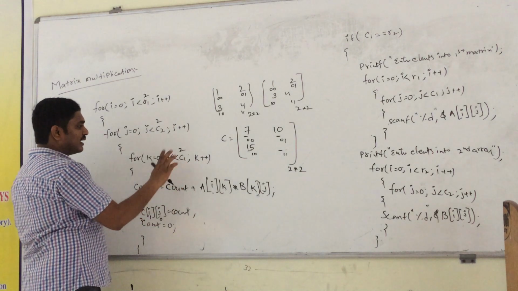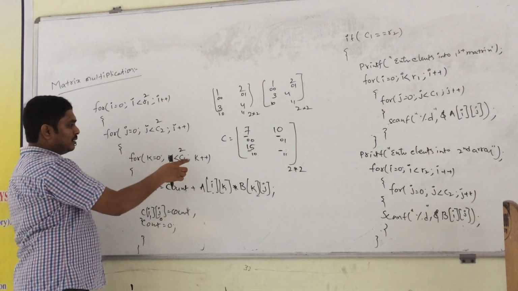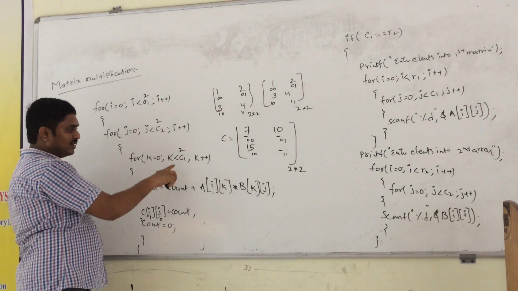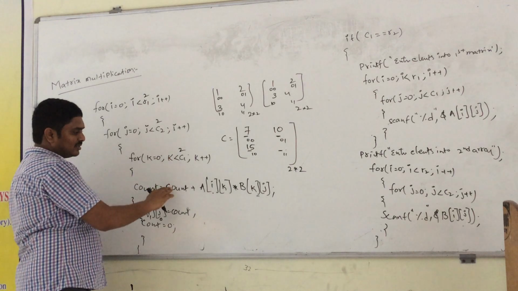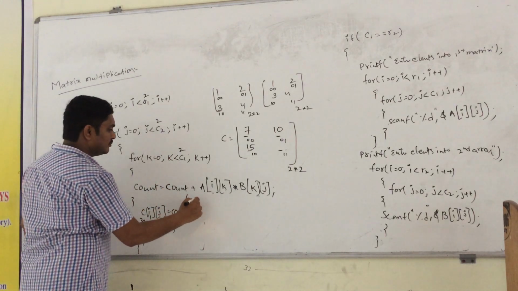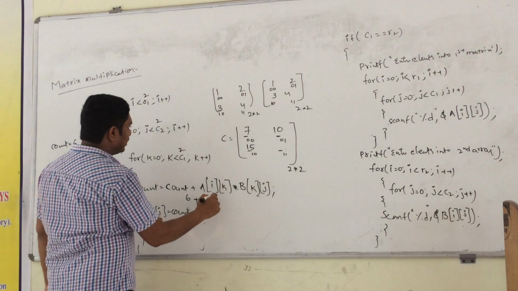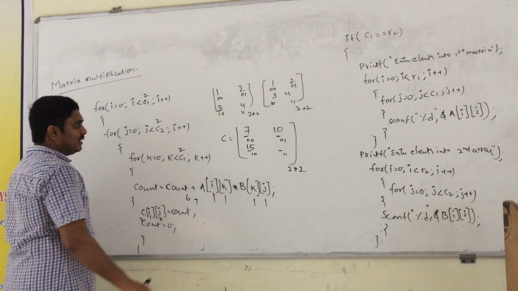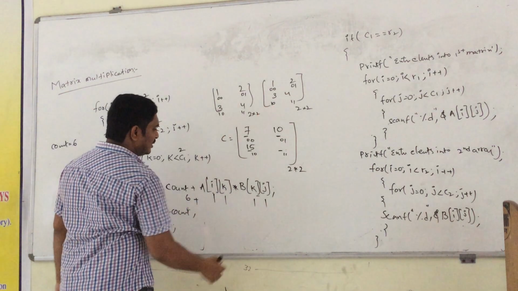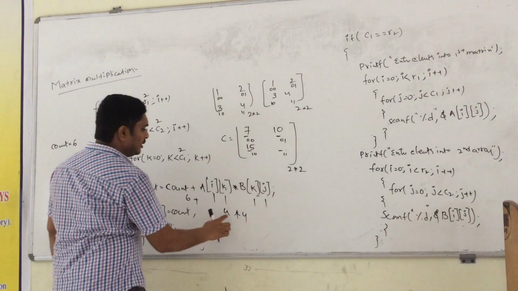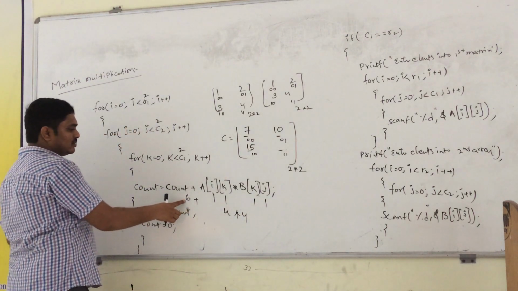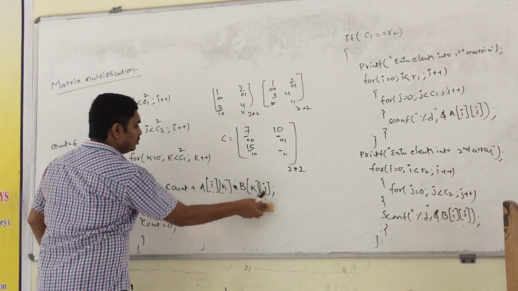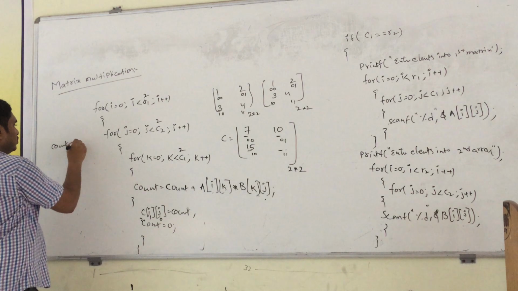It loops and then k value is incremented. Initially k is equal to 0. After the incrementation, the k value is 1. 1 less than 2. It is true. Then it enters into the loop. In count already 6 plus a of i value is 1, k value is 1, k value 1, j value 1. So in A, the 1 1 element is multiplied with the 1 1 element in B. 4 into 4, 16. Already in count 6. 16 plus 6, 22. That 22 is stored in the count. Then count is equal to 22.